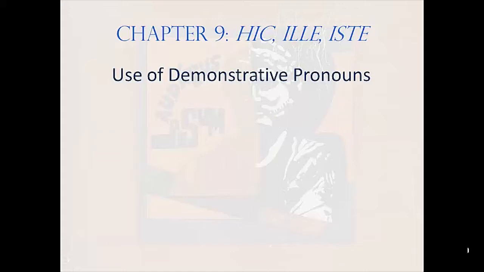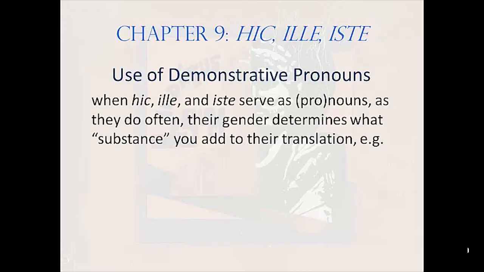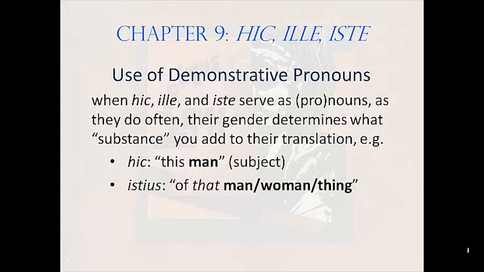Let's end the grammar part of this lesson by addressing what may have occurred to some of you already, that demonstrative forms often serve as nouns, and when they do, just like substantive adjectives, they get their substance from their gender. For instance, hic can mean just "this" if it has a noun to modify, but it can also stand alone and mean "this man" if it doesn't. Likewise, istius can mean "of that man, woman, or thing," or it can even mean simply "his, hers, or its," as long as you understand that the Roman speaking is full of deicticism.